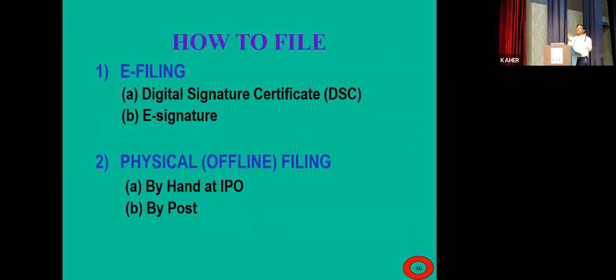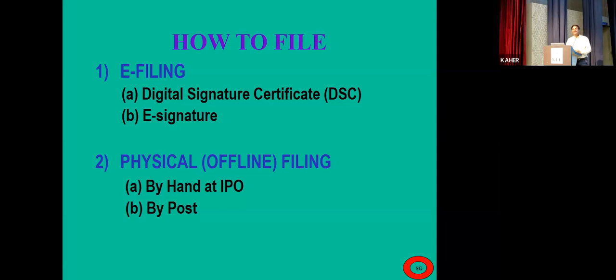I have prepared form 1, form 2, form 3, form 18. Now, how to file them in the patent office? There are two ways: electronic filing or physical filing.